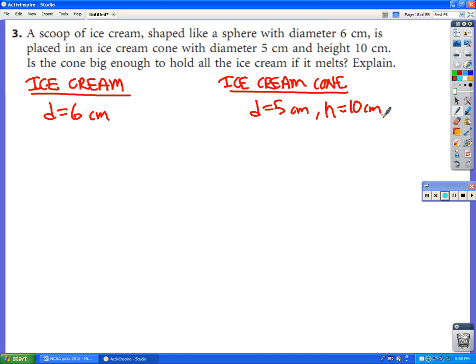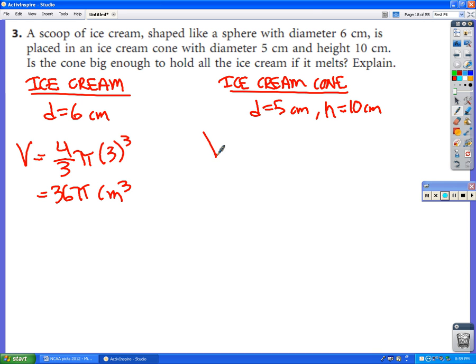So, if for some foolish reason, instead of eating your ice cream, you let the whole thing melt, would it all fit in the cone or not? And so what they're asking us to do here is to compare the volume of the scoop of ice cream with the volume of the cone to see which one is bigger. Well, to find the volume of a sphere, we of course need to use the formula 4/3 pi times the radius cubed. Since the diameter is 6, the radius is half of that, or 3. And so if I multiply that out, that gives me a volume of 36 pi cubic centimeters. I don't know if that's a lot of ice cream or not, but that's just how that works out.